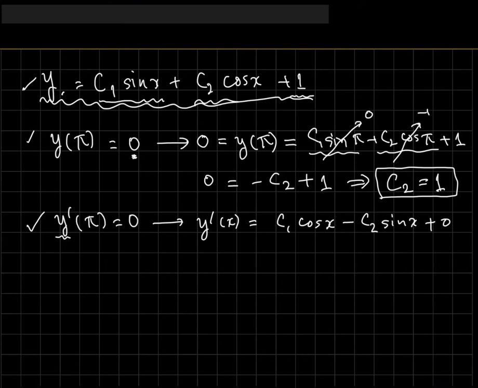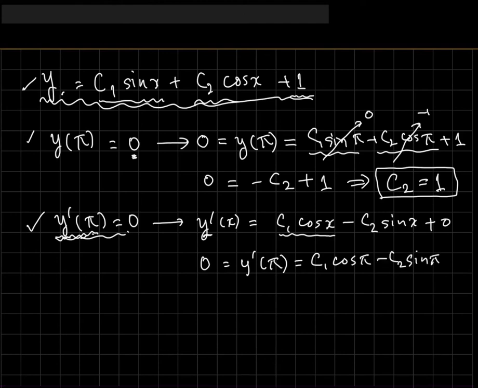And now we can substitute pi and 0 here. So let's just write the 0 first, and then y prime of pi. So we have y prime, and then just put the pi for x. And we substitute the pi on the x's here. That becomes c sub 1 cosine of pi minus c sub 2 sine of pi plus 0.